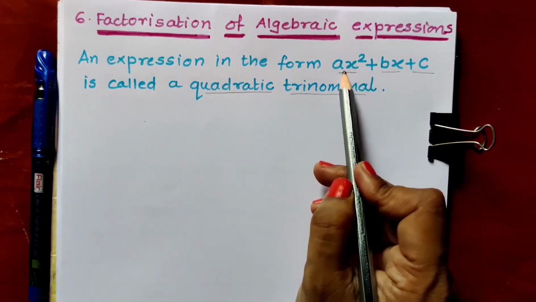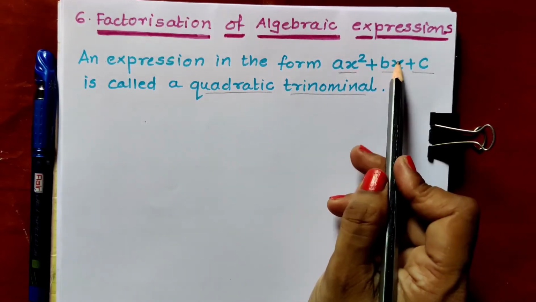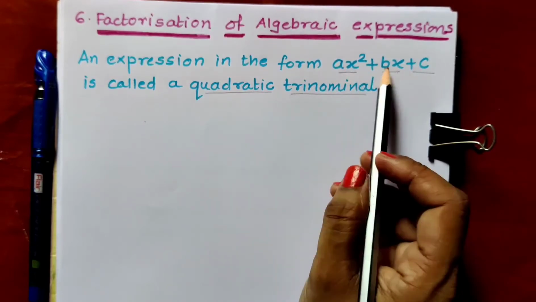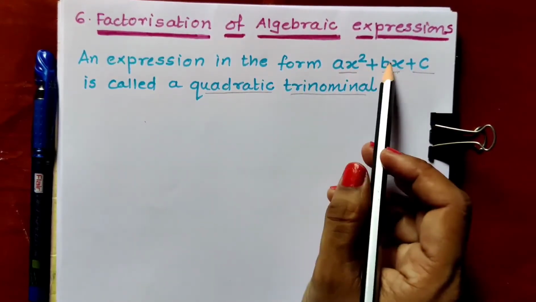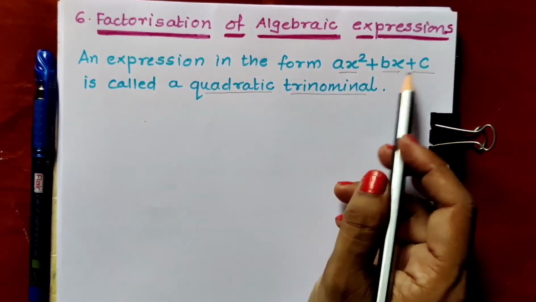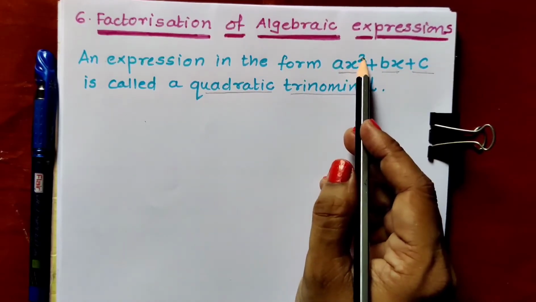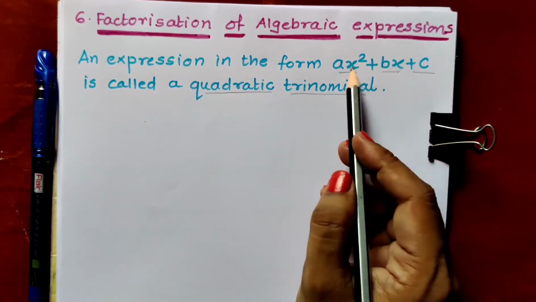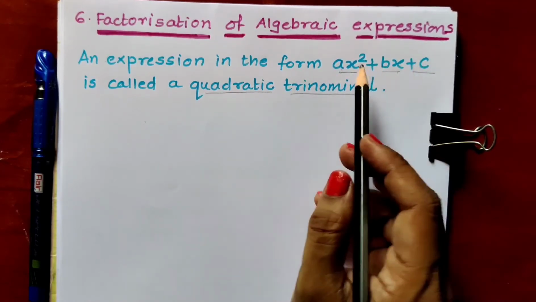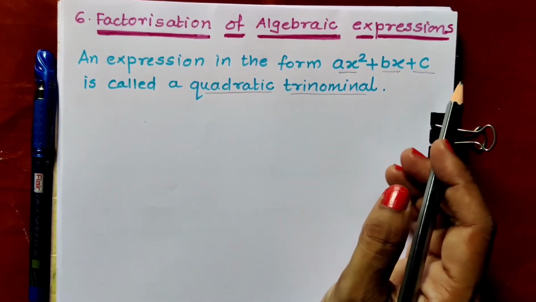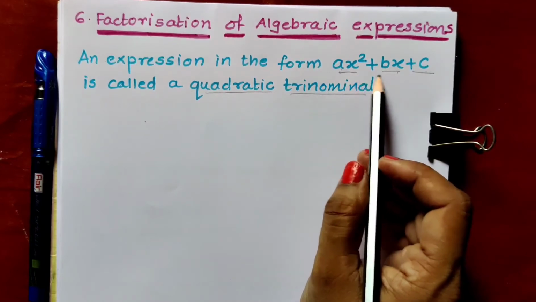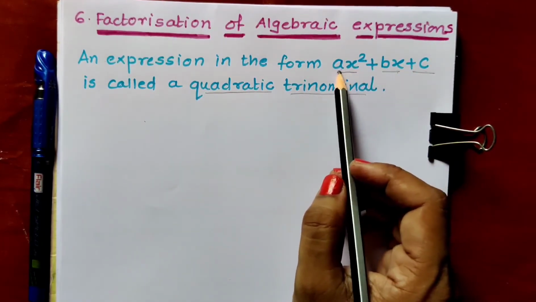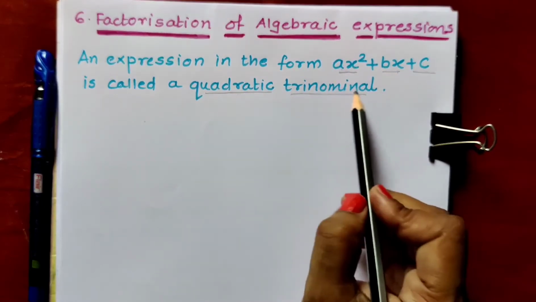The first term is the x square term, the second term is the x term, and the last term is the constant term. Whereas a and b are coefficients, c is the constant term. A is the coefficient of x square, b is the coefficient of x, and c is the constant. So a, b and c can be any numbers. There are no restrictions on the number. They can be any number, and this is known as a quadratic trinomial.